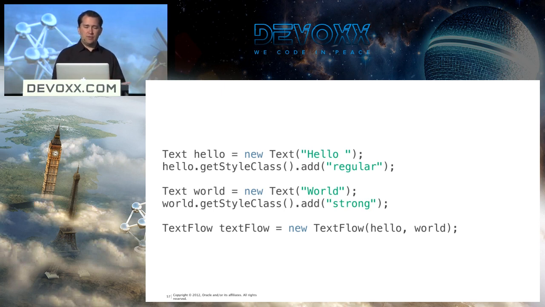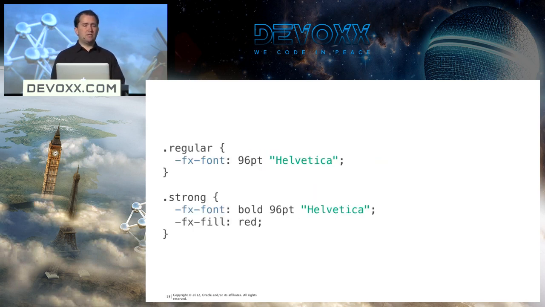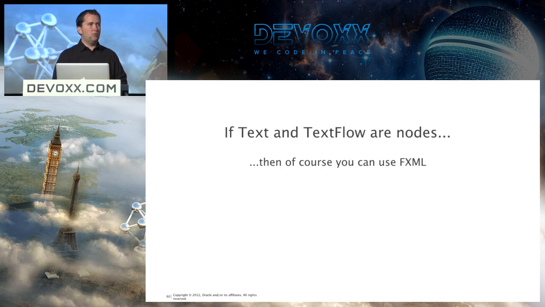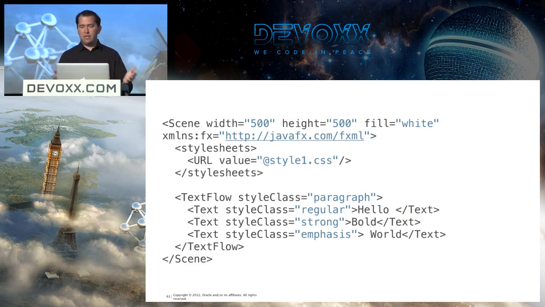So we create our text node, we give it a style class. We create another text node, we give it a different style class. We add those text nodes to our text flow. If you wanted, you could think of a text node as being a span and a text flow as being a div. That's essentially what we're looking at here, right? And then in our CSS, we can just say, well, if it's got the style class regular, I want to give it 96-point Helvetica. If it has a style class strong, you can give it a bold 96-point Helvetica, and heck, fill it with red. And you'll end up with hello world, completely styled from CSS. So at the time in your code, it's just unstyled hello world, but from CSS, you can style it however you want.